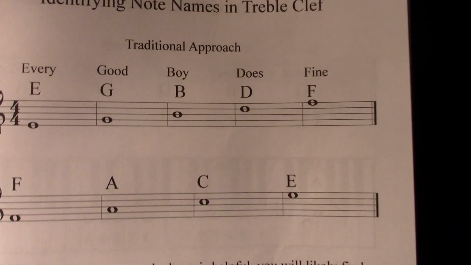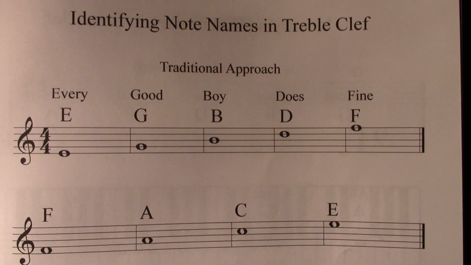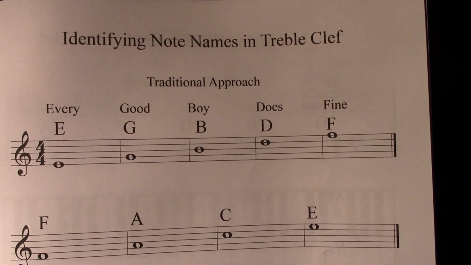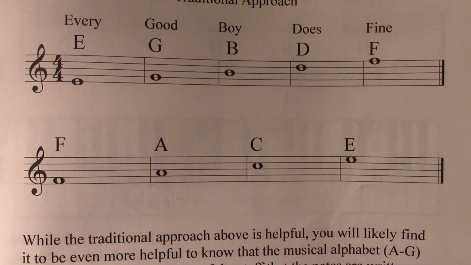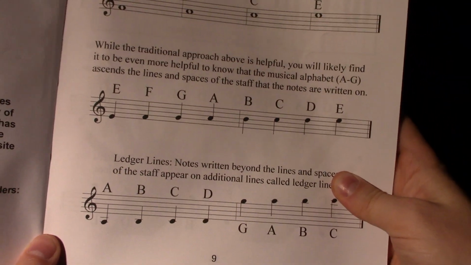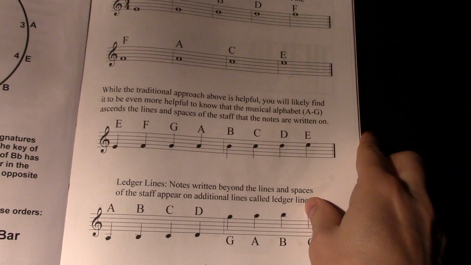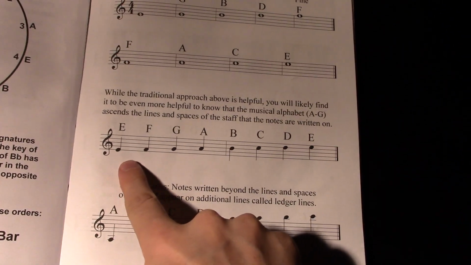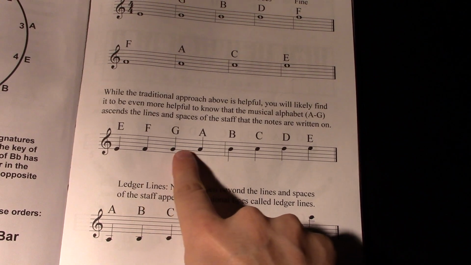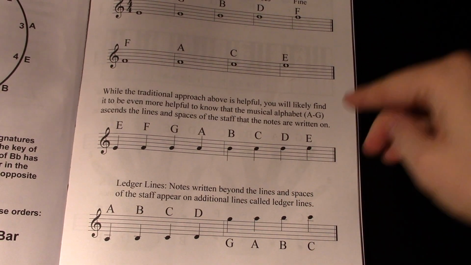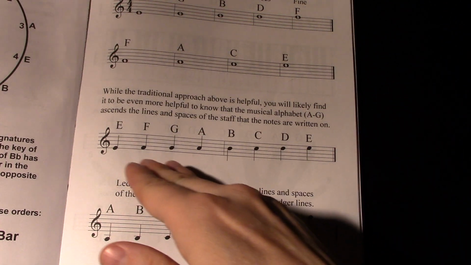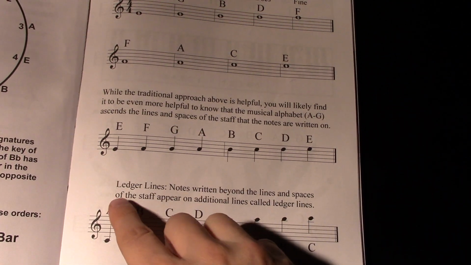Notes in treble clef. Most people in a grade school music class are familiar with "Every Good Boy Does Fine" for the lines and FACE for the spaces. But a lot of times people are completely unaware that the notes are just the alphabet going forward as we ascend the staff. E, F, G, A, B, C, D, E. If we have ledger lines going up, it just continues through the alphabet. If we have ledger lines going down, it continues backwards through the alphabet.